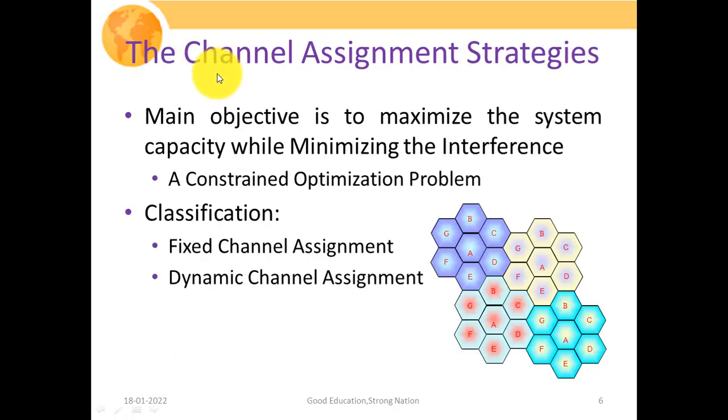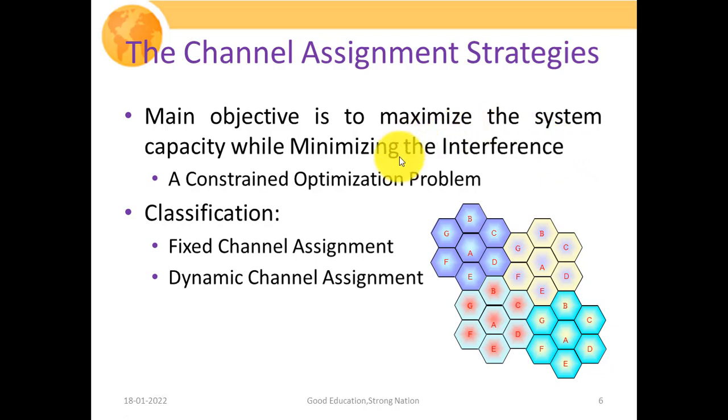So the next point is your channel assignment strategies. That is how we are going to allocate our frequency ranges to our individual users, so their communication might be accomplished properly. The main objective of your channel assignment strategies or frequency allocation strategy is to maximize the system capacity while minimizing the interference. Obviously we have to maximize our channel capacity, and side by side we also want to minimize the interference so that high quality of service to the end user might be provided.